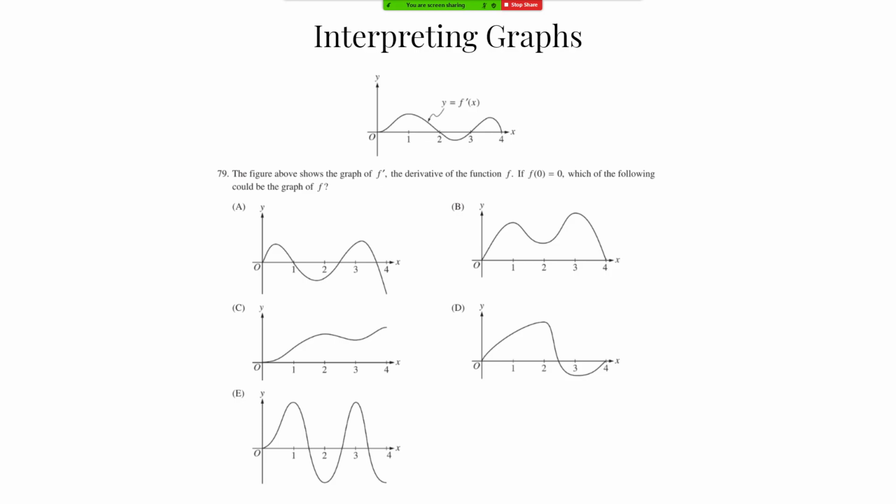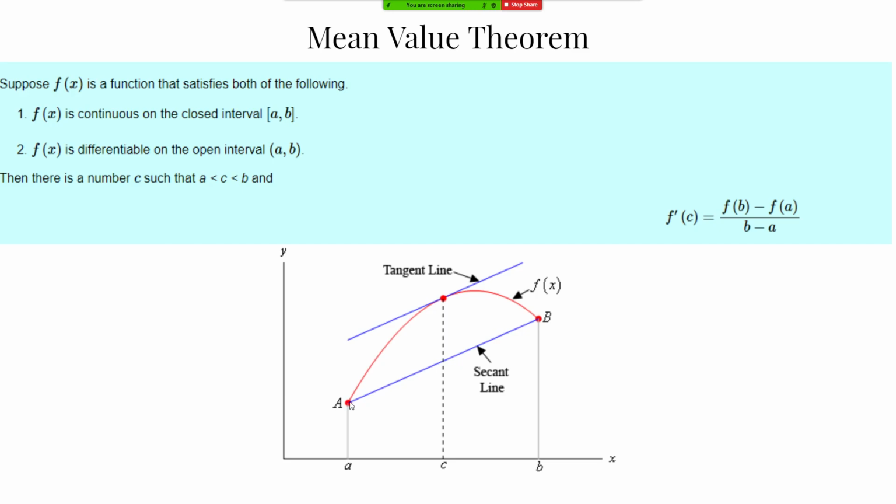Mean value theorem. If f is continuous on the closed interval a to b and differentiable on the open interval a to b, there is a number c such that the derivative at c is equal to the average rate of change. So from a to b, there's a value c where the slope is parallel to the secant line. The tangent line is parallel to the secant line, basically.